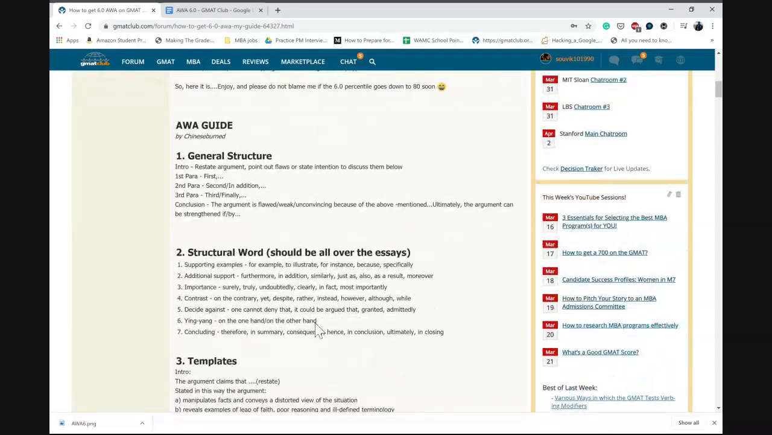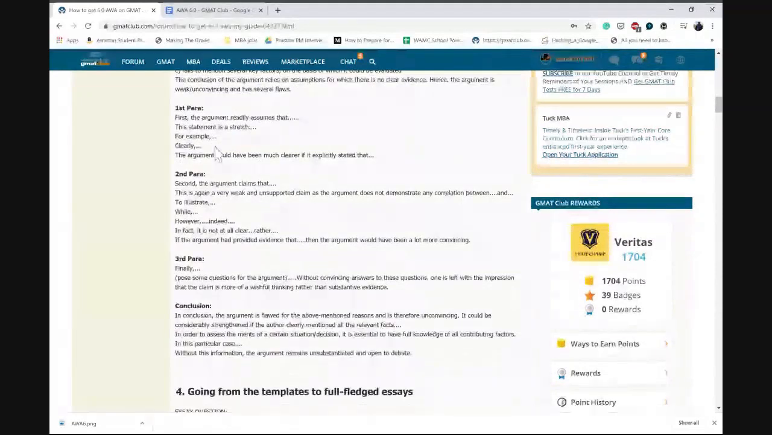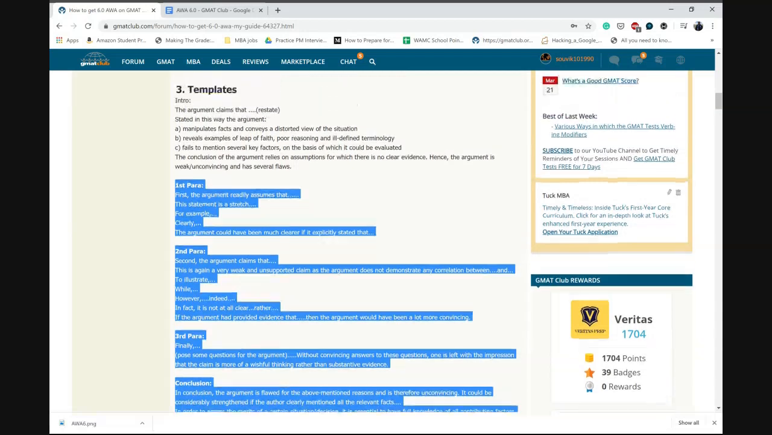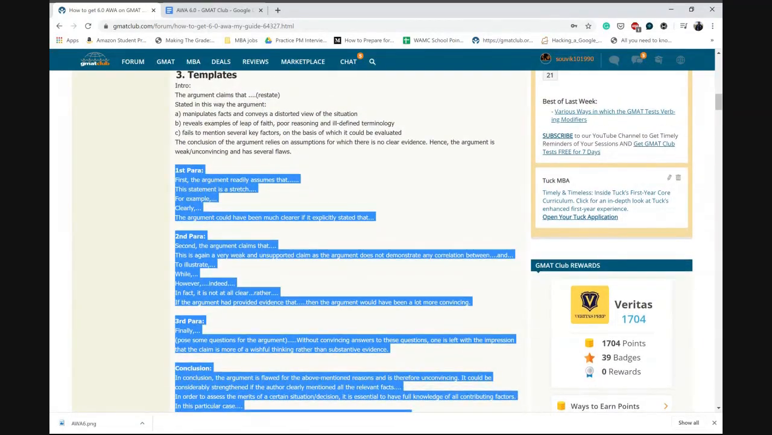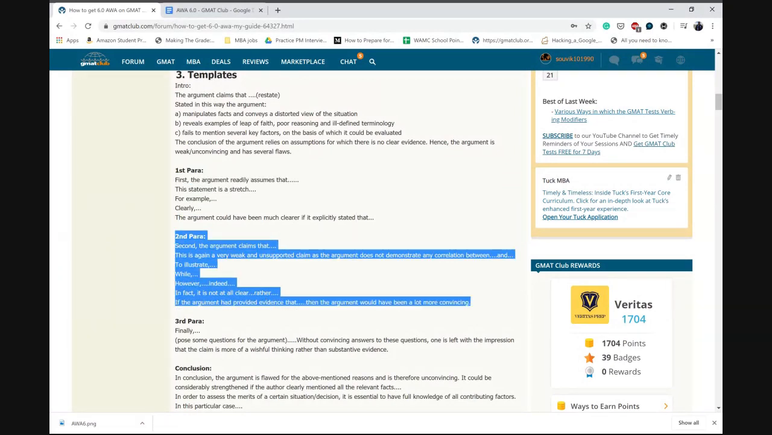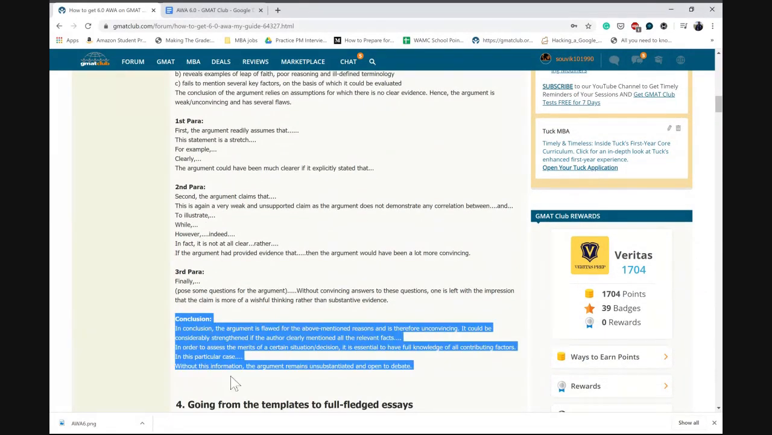So as you can see, I'm scrolling through the general format. This is the format that we are going to follow. We're going to talk a little bit about the argument itself, and then we are going to attack the argument one by one, starting with the introduction, then the first paragraph where we pick out the first piece of the argument and destroy it, then the second piece of the argument, and then I'm going to ask some questions for the author of the argument, and then I'm going to summarize, right?